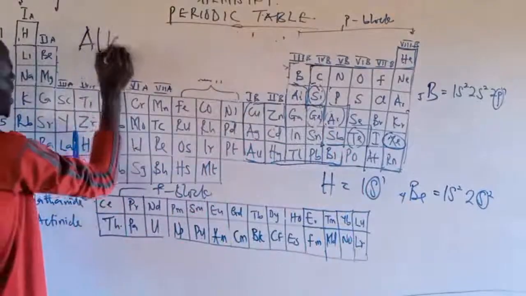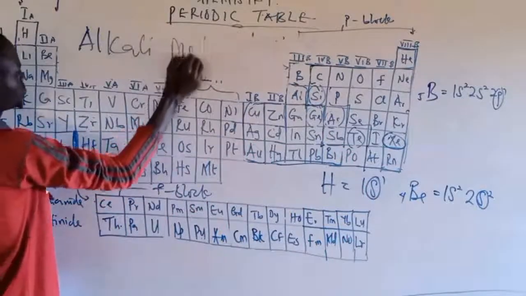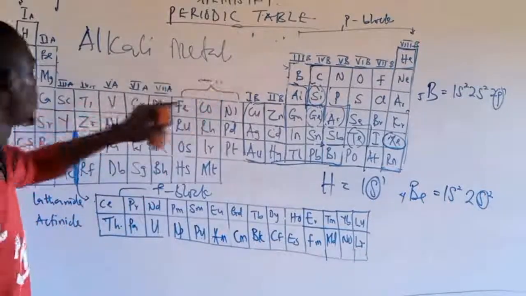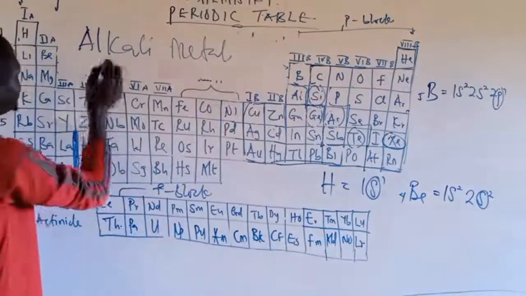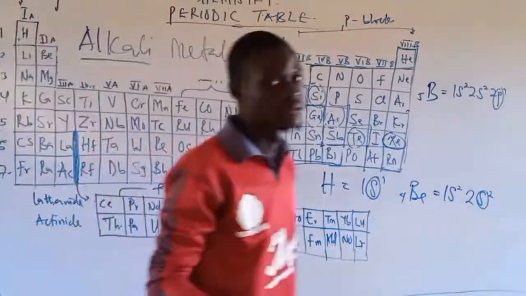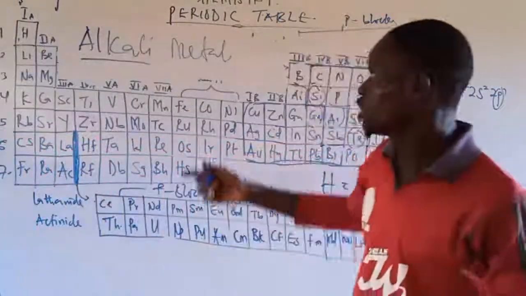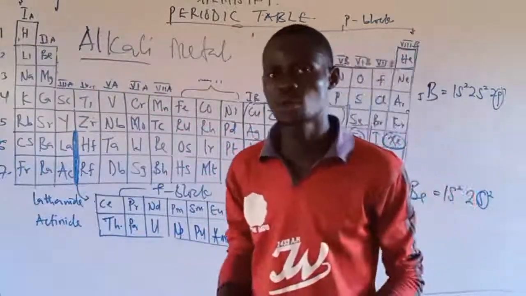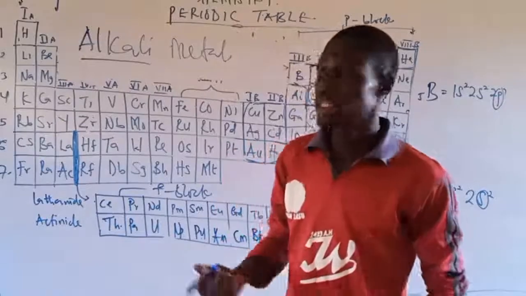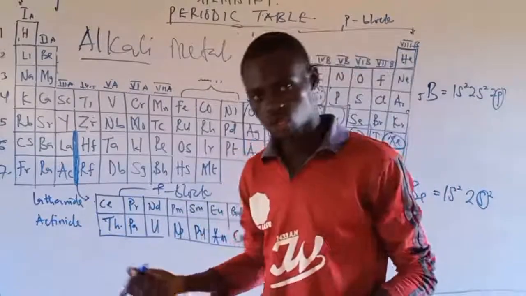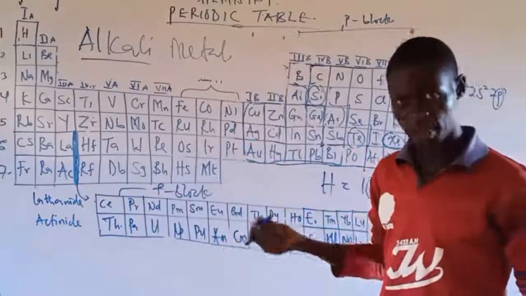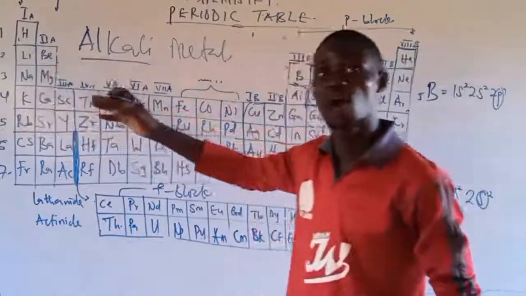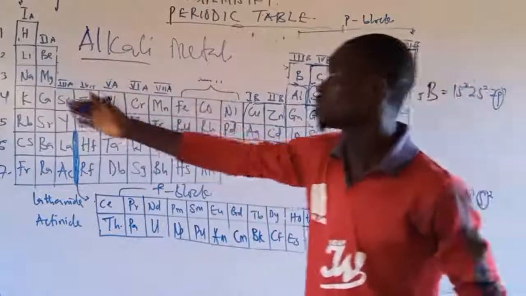Group 1 elements are known as alkaline metals. Since they are metals, we call them the alkaline metals. Why are they called alkaline? Alkaline simply means base. Whenever each of these metals in group 1 reacts with oxygen, the kind of oxide that they form is alkaline. When they react with water, they form an alkaline solution.